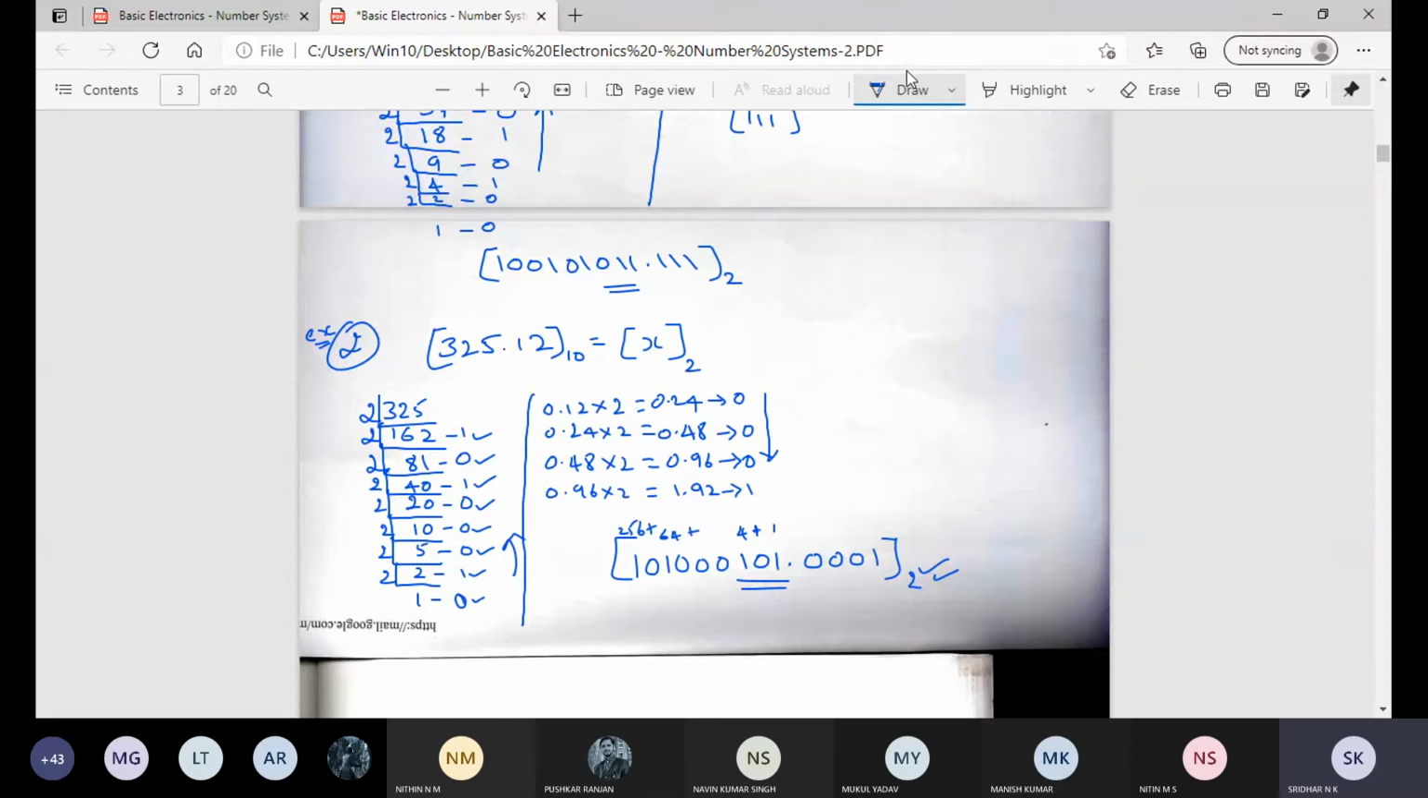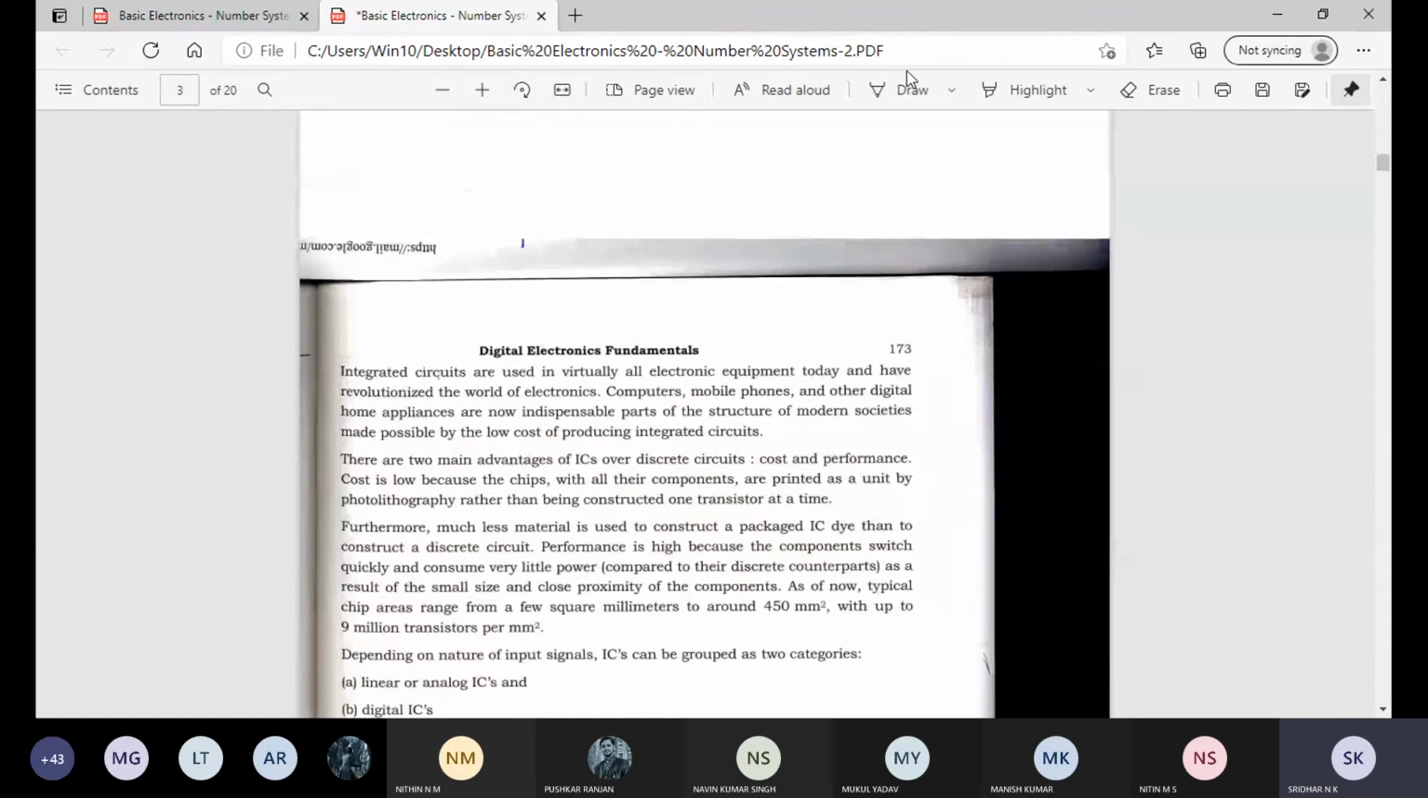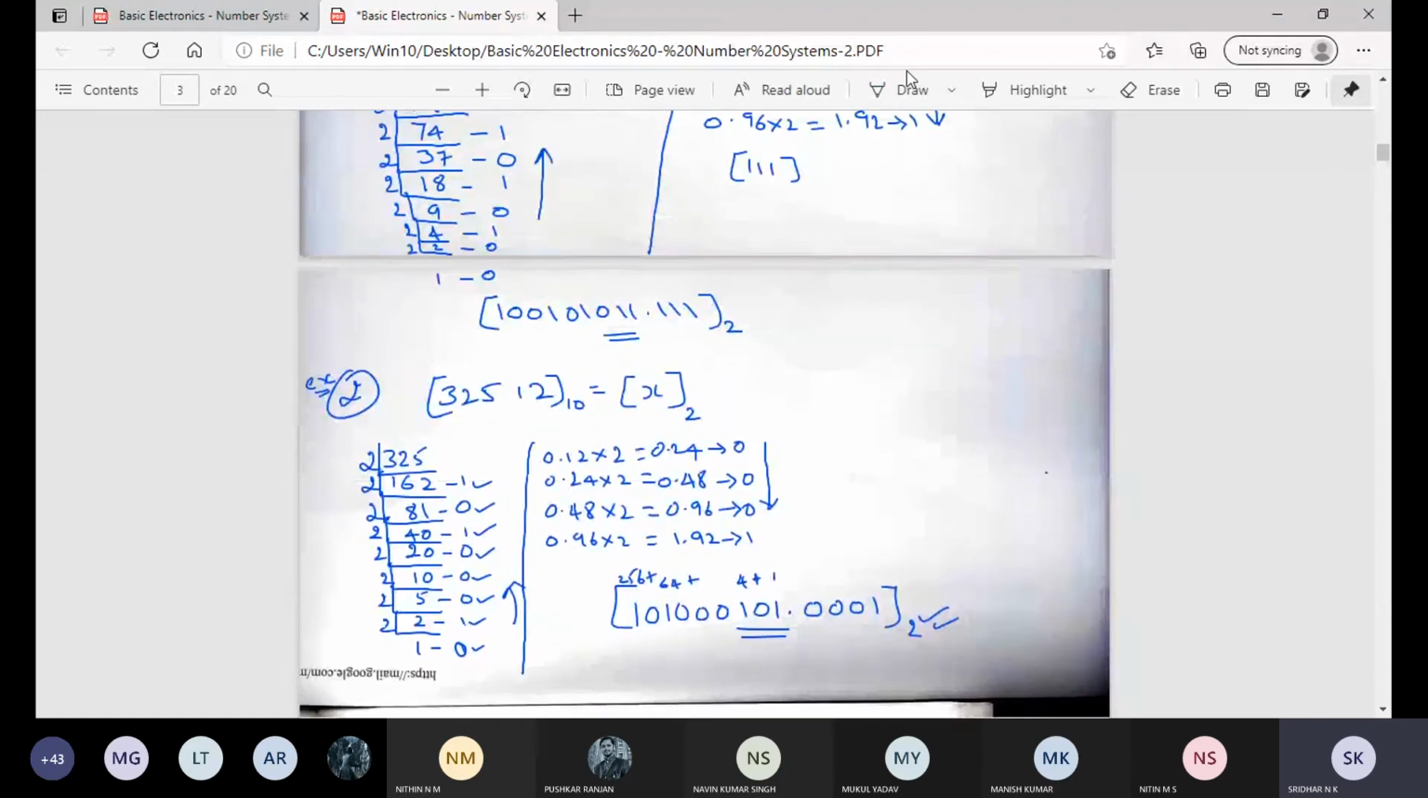Now we'll move on to the second one, that is, excuse me, sir. Yes, sir, Rahul Bhatt is waiting in the lobby. Due to bad internet connection, he got disconnected. Admitted. Right.